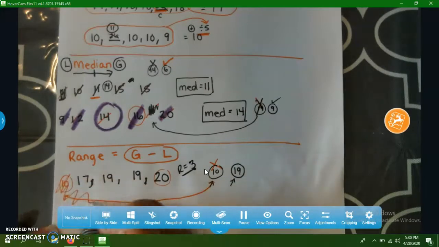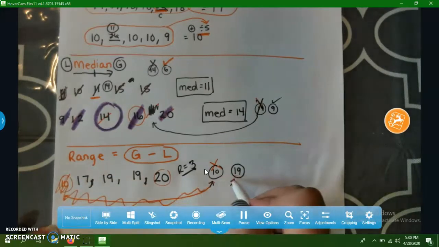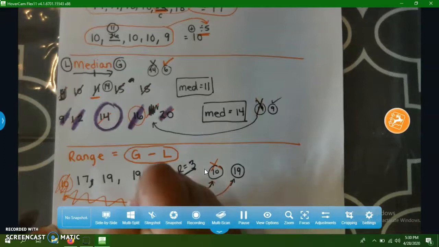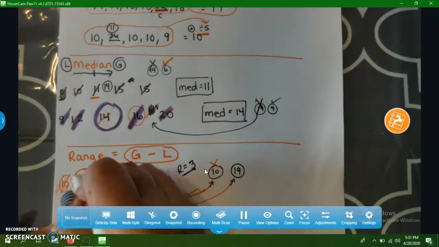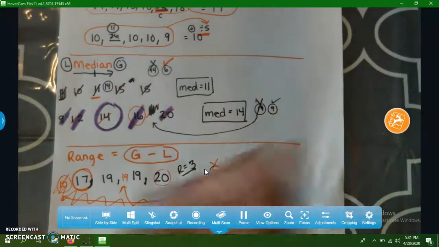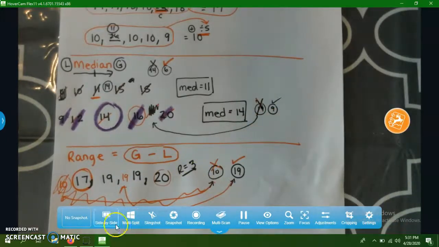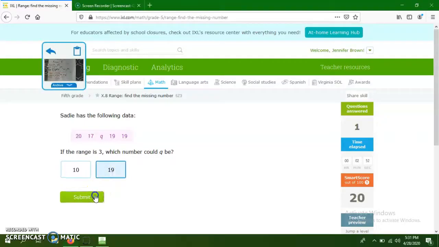So I'm going to scratch that out. If I take this 19 answer choice and I plug that in, that would go here, so that would actually not affect my range because now I'm doing 20 minus 17, which is 3. And so 19 will give me the answer that I want for range. Next one, only 4 numbers here, and then we're going to have to add in one of these, but we want our range to be 8. So whenever we subtract the greatest minus the least, we want it to give us 8.